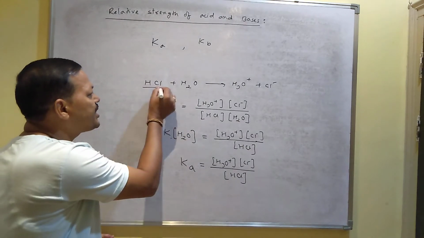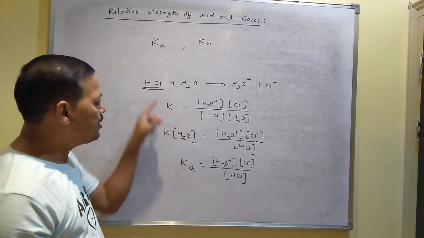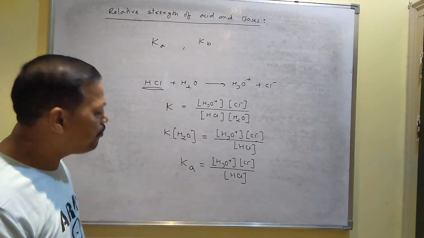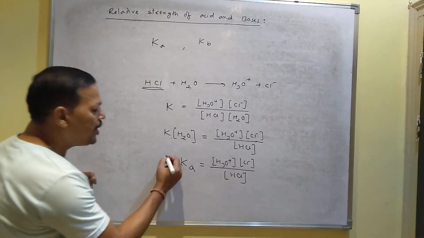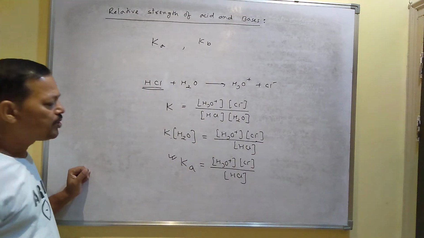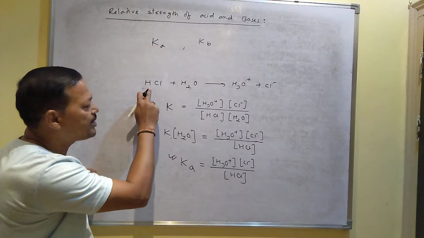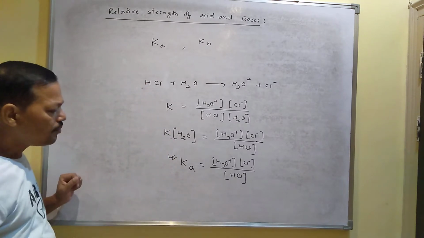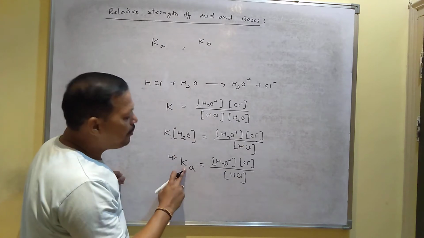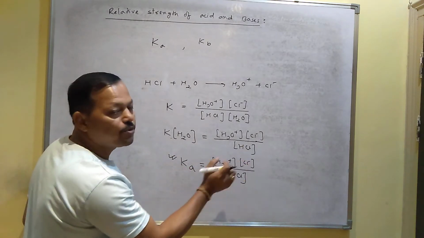Here you know HCl is an acid, that's why I have applied Ka. If you consider some bases here, then you have to write Kb. So Ka is for acid, Kb for base. Now if the Ka value is more, that means the acid will be strong, and if the Ka value is less, the acid will be weak. Now Ka value will be more if the concentration of hydronium ion and Cl minus ion is more.